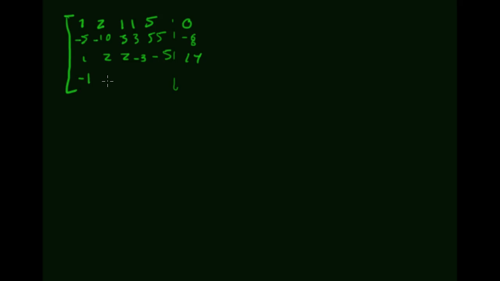All right, so let's look at number 5 here. I have the matrix 1, 2, 1, 1, 5, 0, negative 5, negative 10, 3, 3, 55, negative 8, 1, 2, 2, negative 3, negative 5, 14, and then negative 1, negative 2, 1, 1, 15, negative 2.